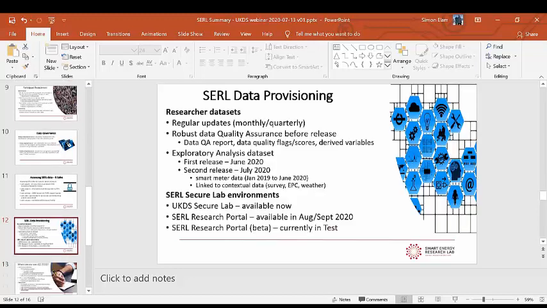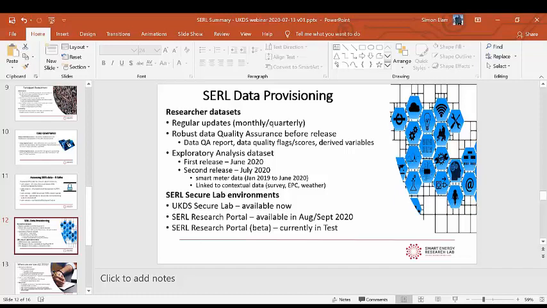In terms of our data provisioning, we provide researcher data sets. There will be regular updates to those data sets, which will be either on a monthly or quarterly basis. We haven't fully decided on that yet. We also put a lot of time and effort into robust data quality assurance. So we provide a data QA report with every release, which will provide a summary for researchers of the data quality issues that can be found in the data.